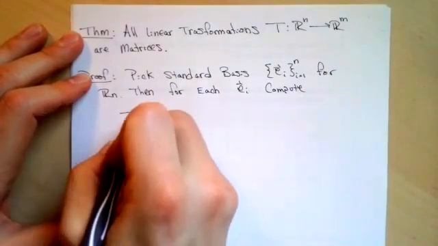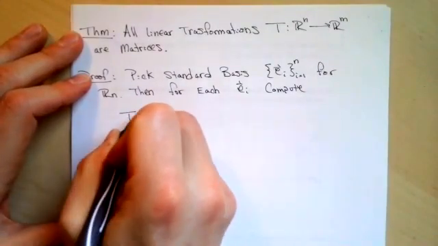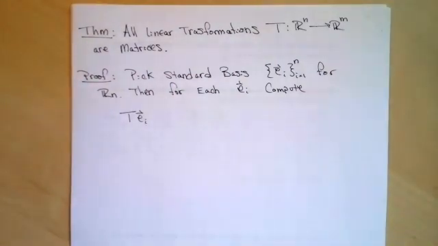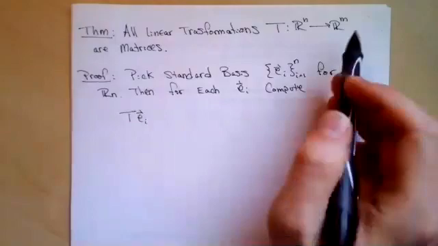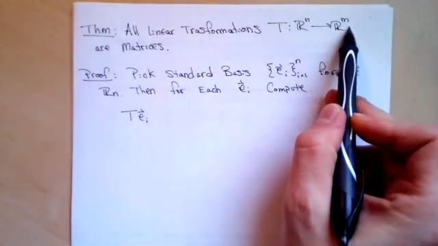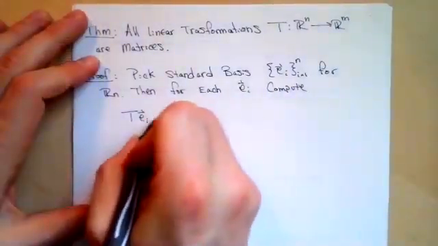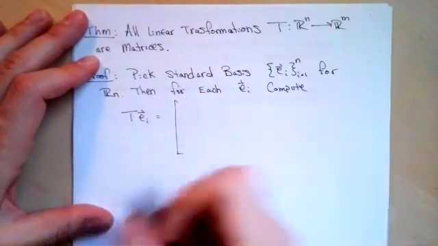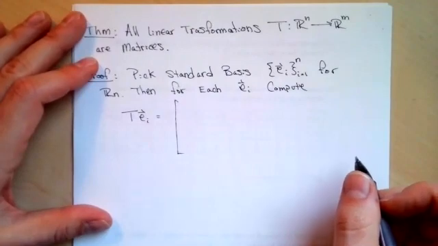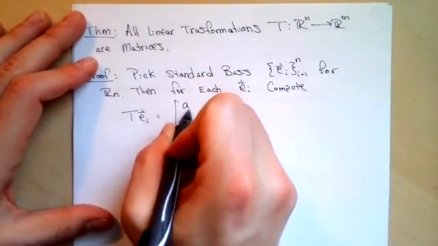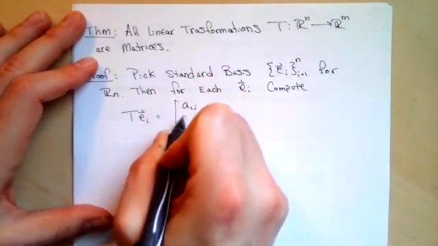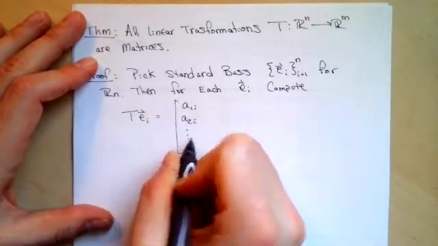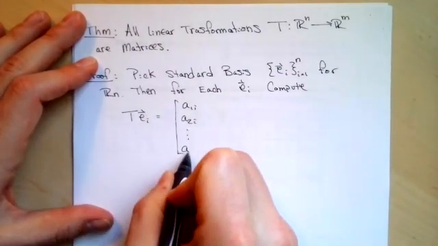where the linear transformation maps that. So again, a linear transformation is just a function. It's going to input an n-dimensional vector, output an m-dimensional vector. So T of e_i is going to be, we will denote it A1i, A2i, all the way down to Ami.